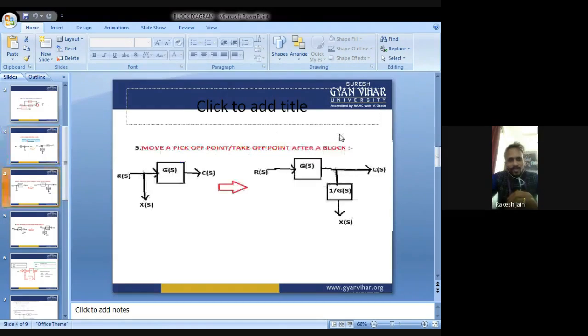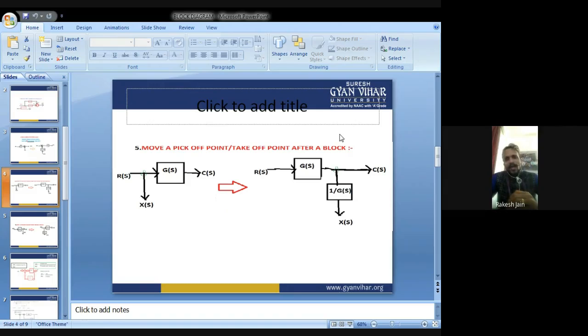The fifth one is pick off point movement, either before or after. So in the fifth, move a pick off point, or take off point, since pick off point is also known as take off point, after a block. So whenever we wish to move a pick off point after a block, then the gain of that block will come in reciprocal.